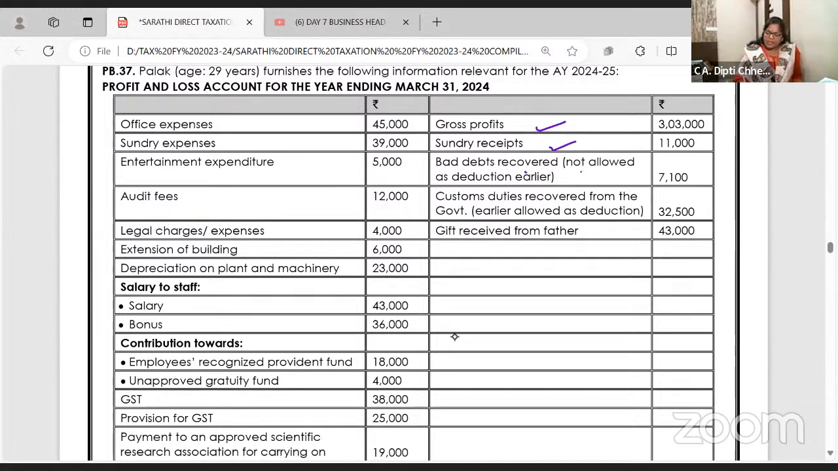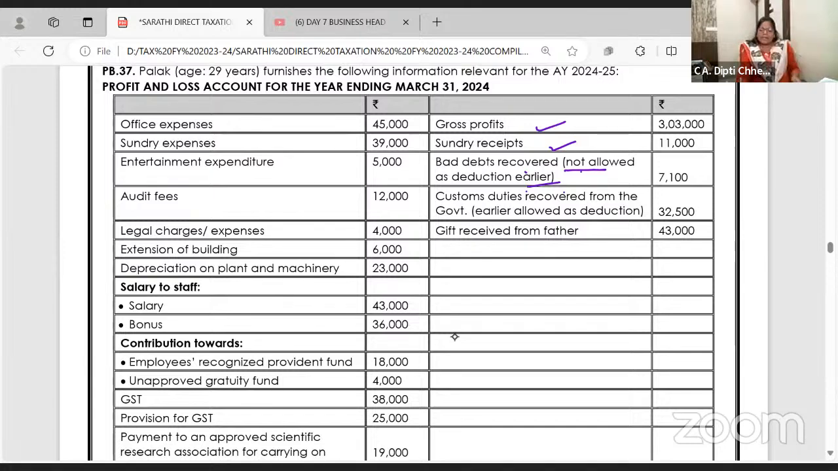Bad debt not allowed earlier. Now see, are you applying the knowledge you have acquired in the last 3 classes? So watch this video in sequence. Don't jump the videos. There will be some videos in which I'm just teaching the concept, and some videos like today in which we are just applying it and solving the problem. So bad debt not allowed earlier. Earlier I debited bad debt. The department said no, this is not a bad debt, not allowed. So at that time they added it back and I paid tax.